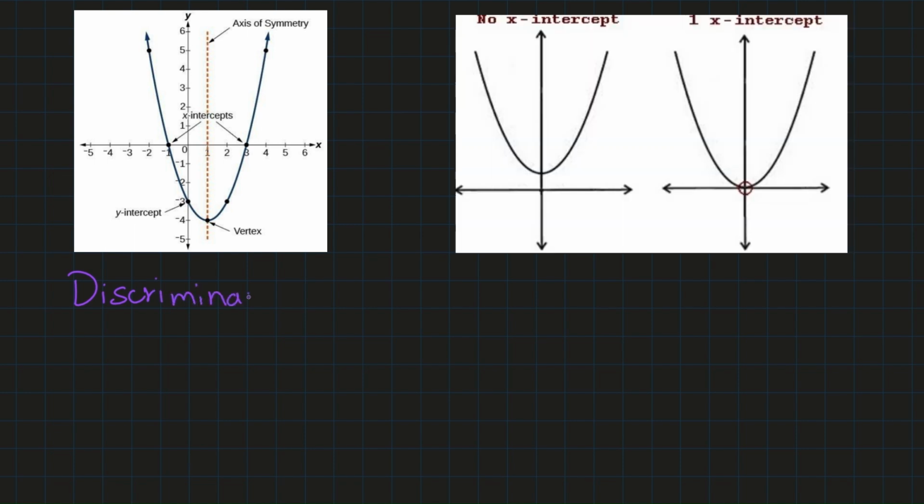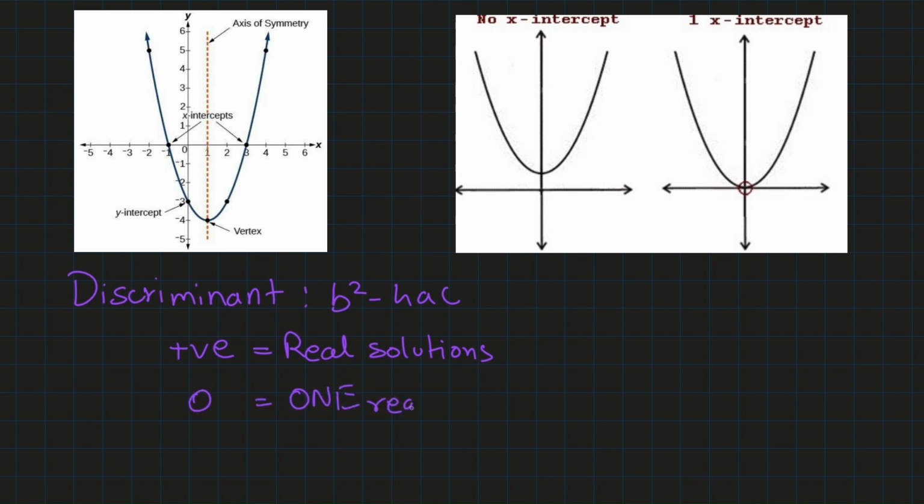Imagine the curve just touches the x-axis, or imagine the curve is so high it does not even cross the x-axis. Therefore, we have b square minus 4ac, which is derived from the formula itself. When we get a positive value, we have real solutions, and when we get 0, we have one real solution. And when we get a negative value, it is said to be a complex solution, or we can say no real solutions.